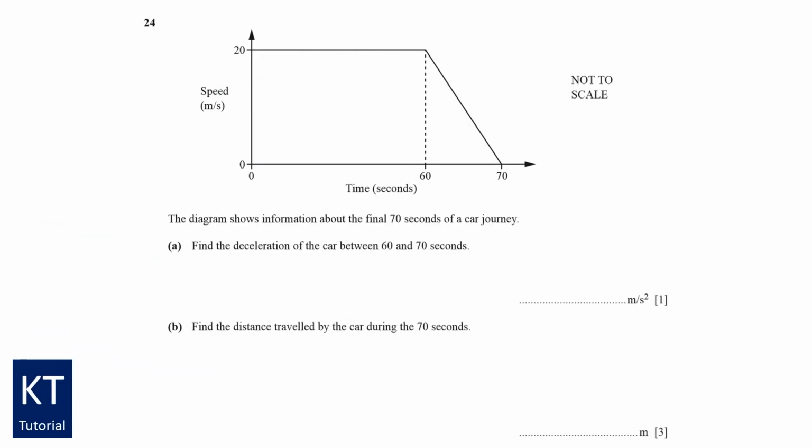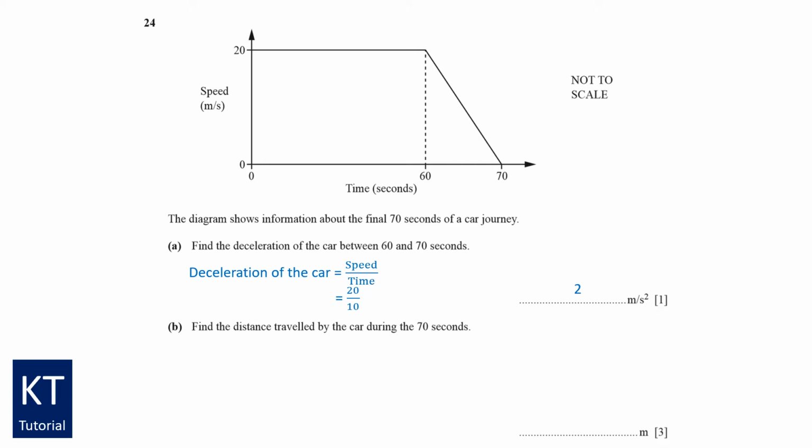Question 24. The diagram shows information about the final 70 seconds of a car journey. Find the deceleration of the car between 60 and 70 seconds. Deceleration, like acceleration, is equal to speed over time, which equals 2 meters per second squared.